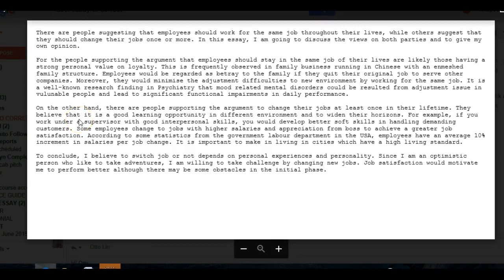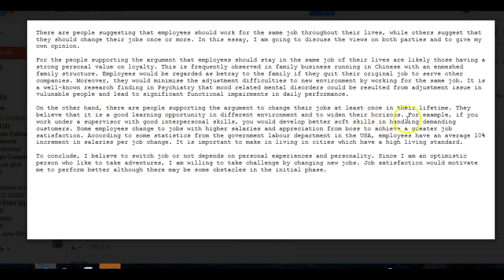Okay. On the other hand, there are people supporting the argument to change their jobs at least once in their lifetime. They believe that it is a good learning opportunity in different environments, plural, and to widen their horizons. Okay, so there's one little change that I'd like to make here. They believe that this is a good learning opportunity to be in a different learning environment, and it helps widen their horizons. I mean, there's just something wrong with the syntax here. I'd like you to improve it in order to make it more correct and more clear.